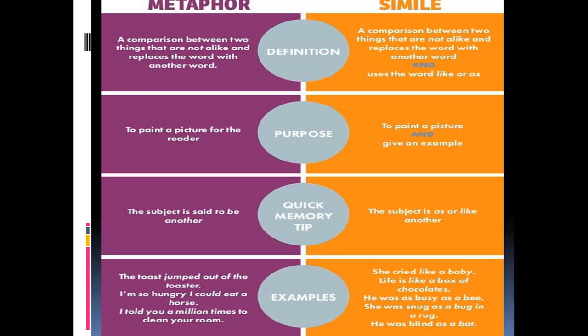For example, the toast jumped out of the toaster. I'm so hungry I could eat a horse. I told you a million times to clean your room. And the examples of simile: she cried like a baby. Life is like a box of chocolates. He was as busy as a bee. She was snug as a bug in a rug. He was blind as a bat.